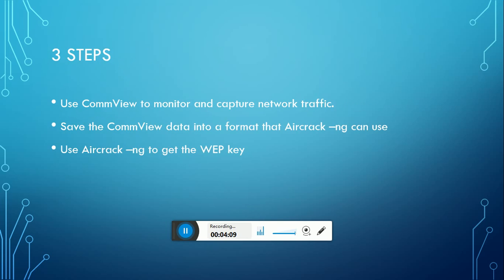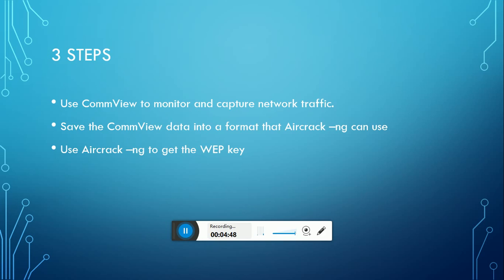There's 3 steps to do this. Using ComView, which is used to monitor and capture network traffic. Then step 2 is to take that network traffic or packets that ComView records and save them into a format that the second piece of software, AirCrack, can use. And then use AirCrack to analyze those packets, find that pattern, and get that WEP key.